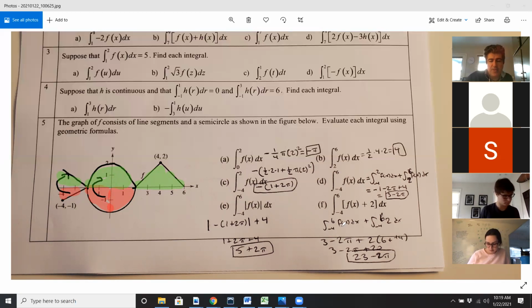And then for F, and we had this in our summer assignment a few months ago. And then for F, you have f of x plus 2. So you break it off, f of x, 2.